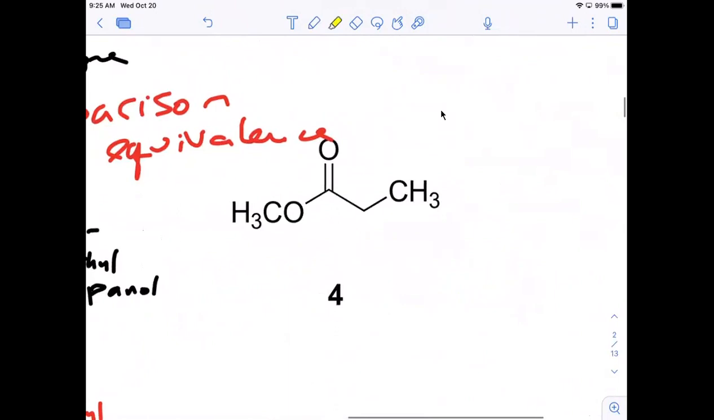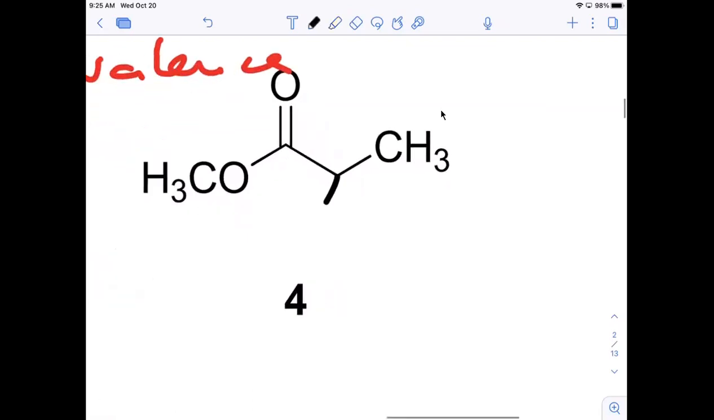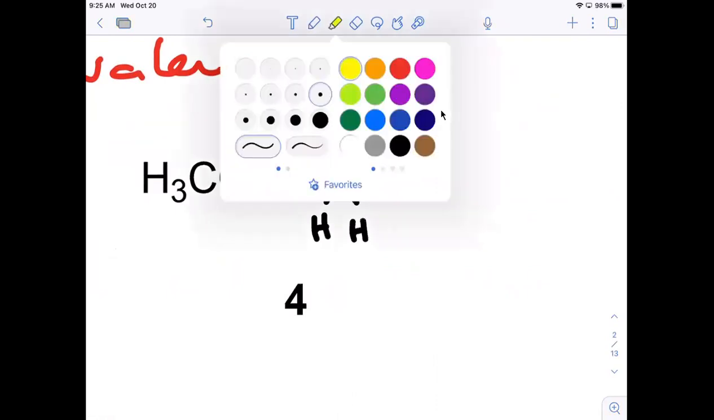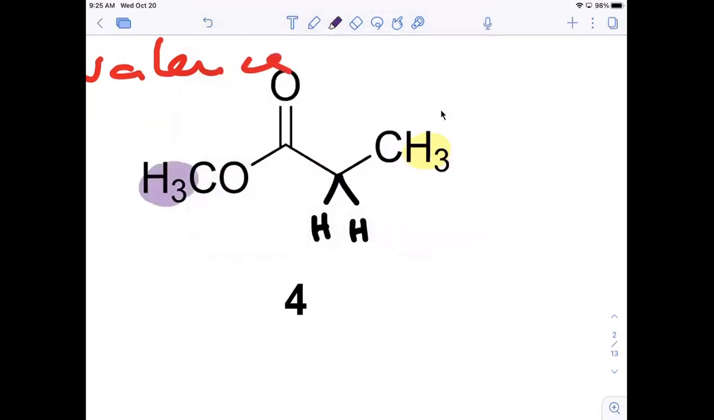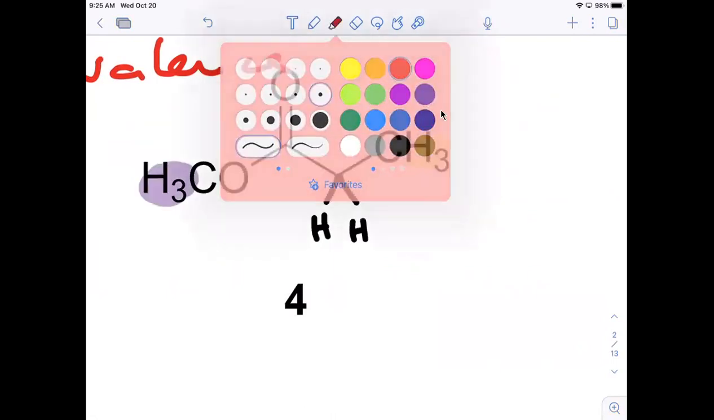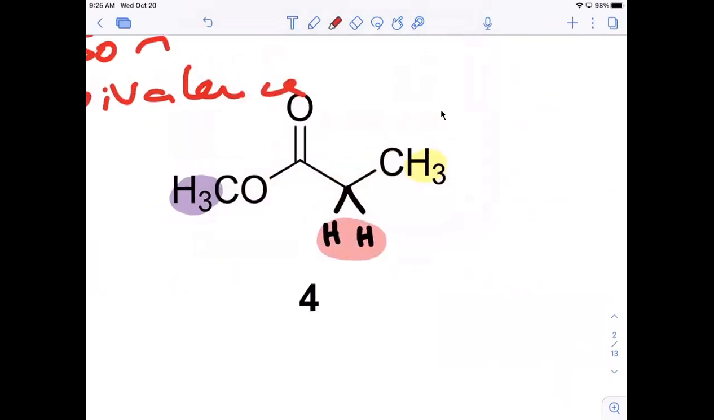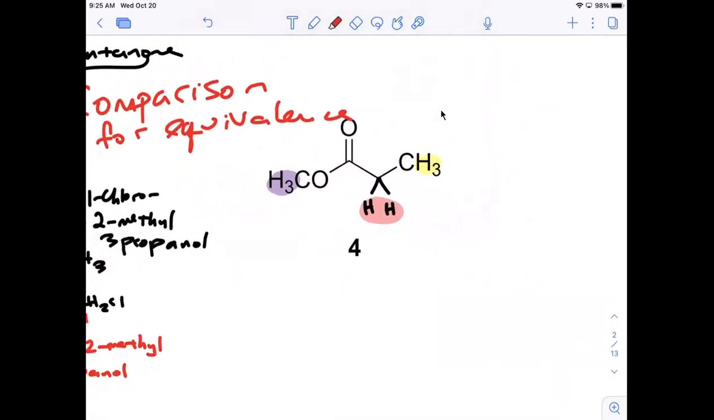All right. And then let's do the last one. What do you think? I'm going to be quiet on this one to see if you're paying attention. Is anything equivalent in that molecule? Any protons? No. Everything is heterotopic. We got 2 protons here, right, so here. Got protons here and here. So how many signals? 3 signals. 3 signals. All right.